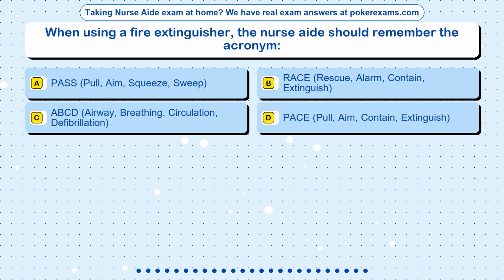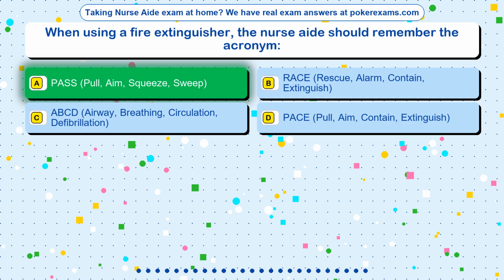Question 18. When using a fire extinguisher, the nurse aide should remember the acronym. Option A, PASS: pull, aim, squeeze, sweep. Option B, RACE: rescue, alarm, contain, extinguish. Option C, ABCD: airway, breathing, circulation, defibrillation. Option D, PACE: pull, aim, contain, extinguish.